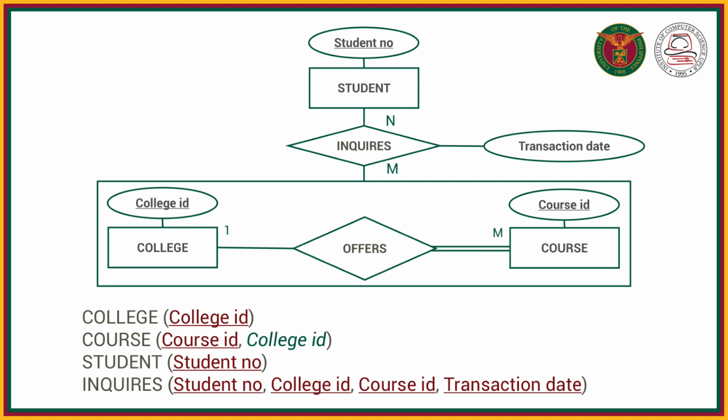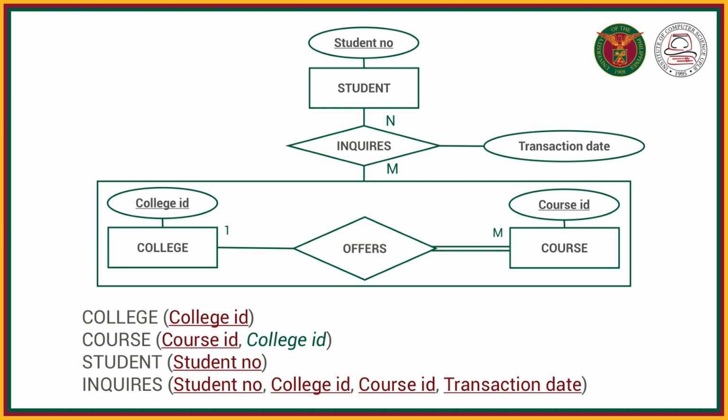So to translate this into relational tables, let's start dito sa loob ng ating aggregation. So we have here college offers course, which is in one-to-many cardinality. So similar to our previous rule, we'll just copy the primary key, which is college ID of entity college, doon sa relation ni course because the course has the many side. So kakopy natin yung one side doon sa many side.